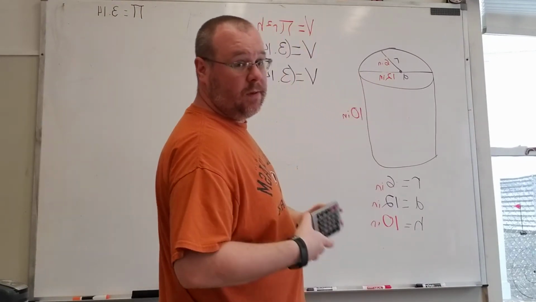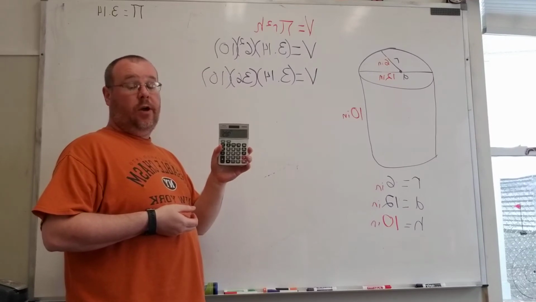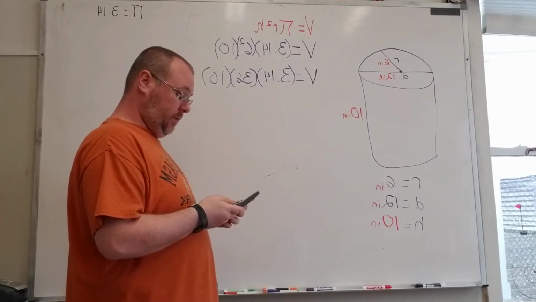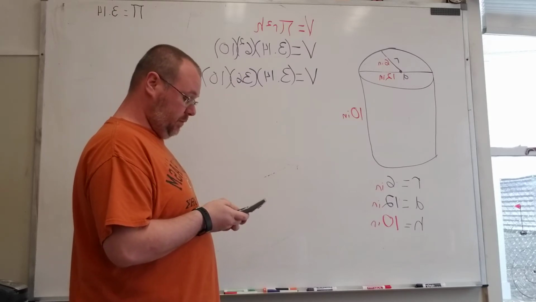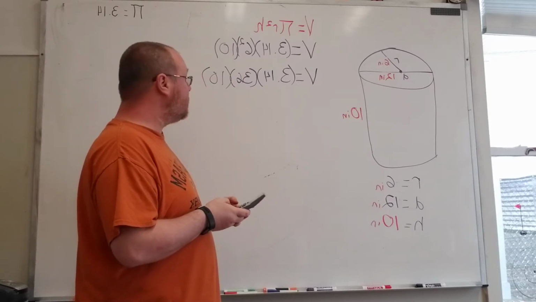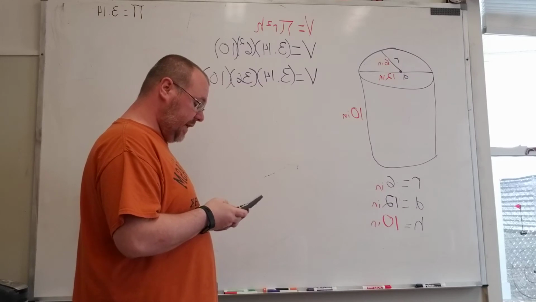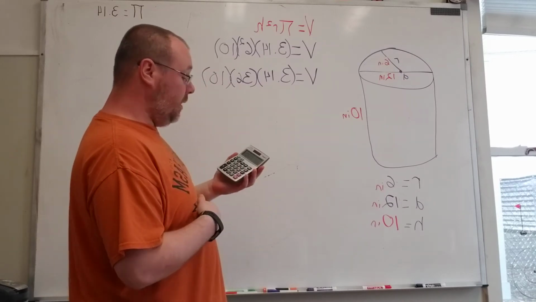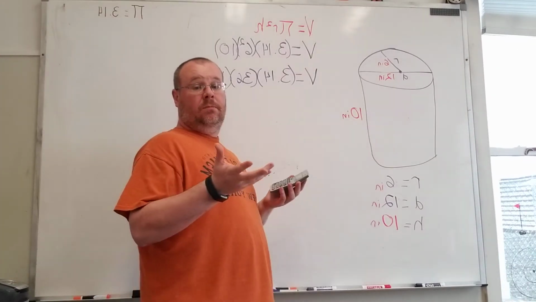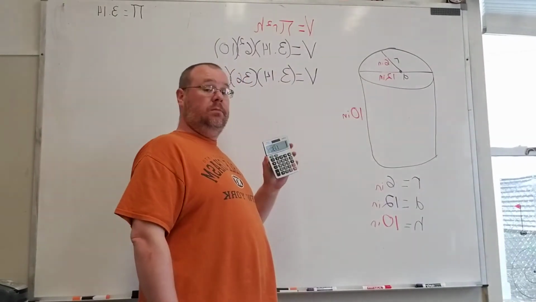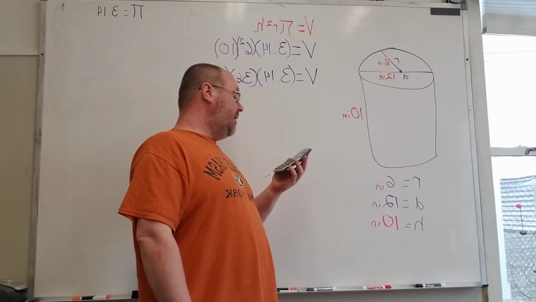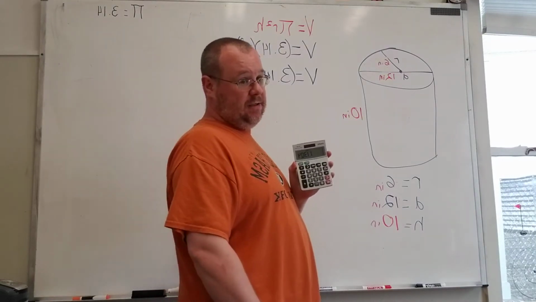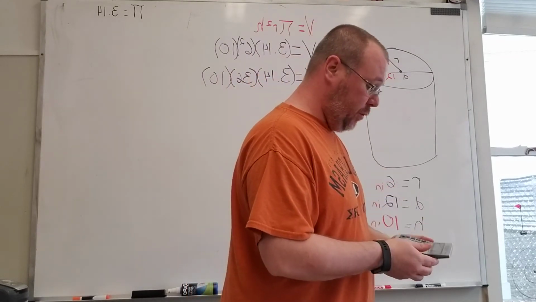No shame in the calculator game. 3.14 times 36 times 10. Did we get a difficult decimal answer? Yeah. Did we all get the same answer? 1,130 and 4 tenths. We don't say 0.4, we say 4 tenths.